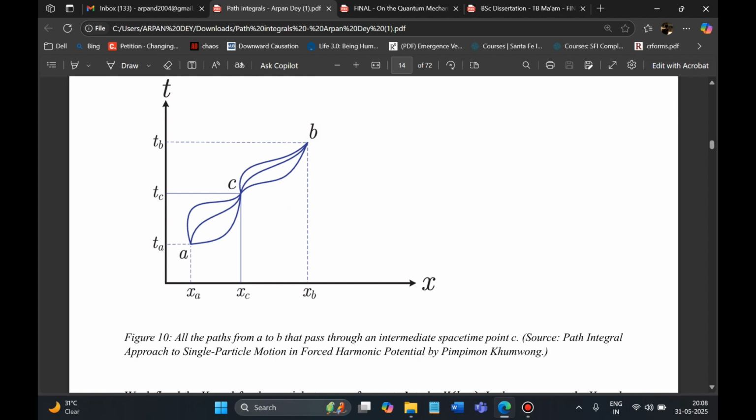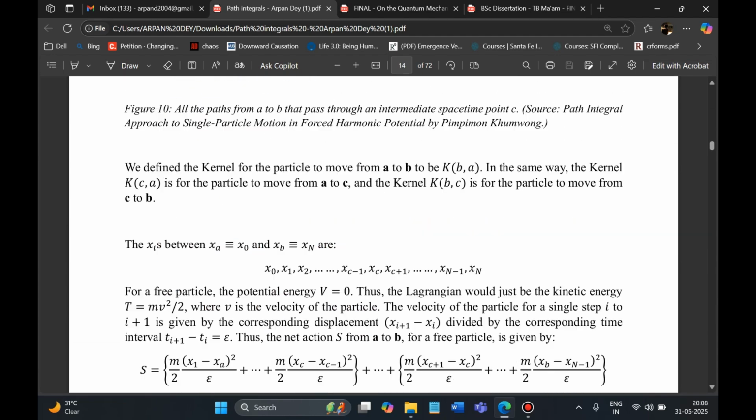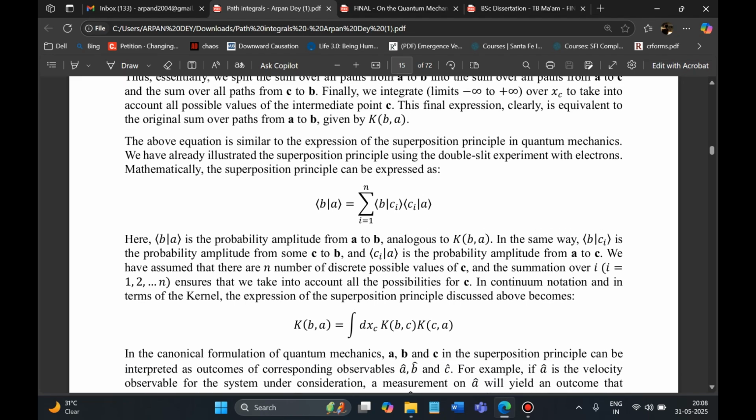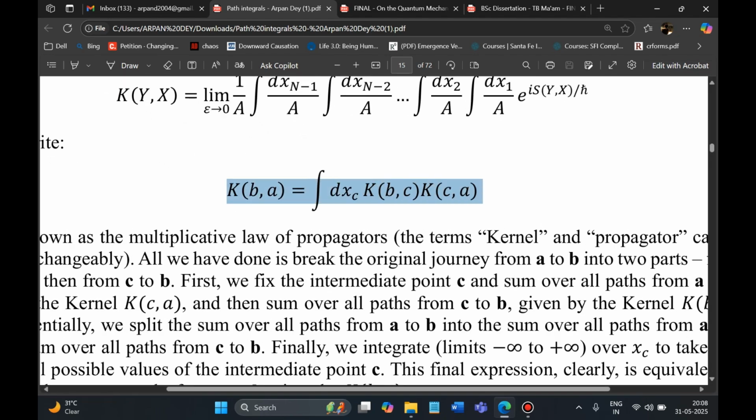Then you consider all the possible paths from A to C. That means you consider the kernel from A to C. Kernel is basically the sum over paths, or propagator. These are terminologies we use in path integral. When I say kernel A to B, I'm talking about the sum over all the paths from A to B. In this case, you multiply the kernel from A to C with the kernel from C to B. I've also shown the exact mathematical derivation, but it is not required and I'll not be covering it right now. This is the multiplicative law of propagators.